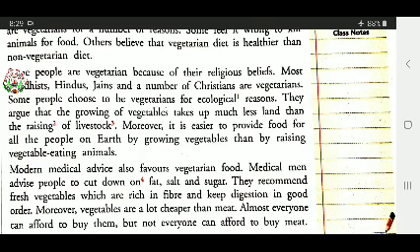Modern medical advice also favors vegetarian food. Medical men advise people to cut down on fat, salt, and sugar. They recommend fresh vegetables which are rich in fiber and keep digestion in good order. Moreover, vegetables are a lot cheaper than meat. Almost everyone can afford to buy them, but not everyone can afford to buy meat.